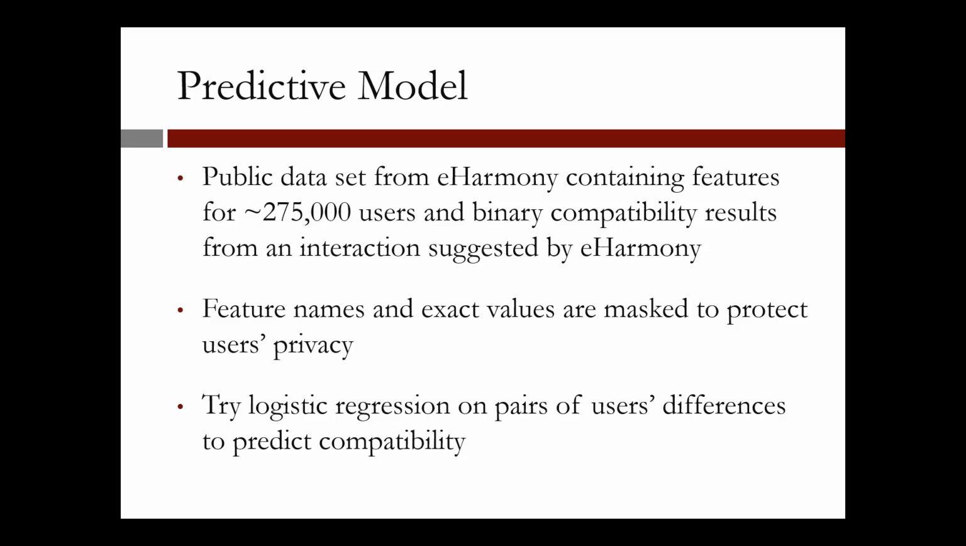We utilized public data from eHarmony containing features for 275,000 users and binary compatibility. Feature names and exact values are masked to protect users' privacy. Correspondingly, we won't be able to directly interpret which features are important as we do not know the identity of these features. We use logistic regression on pairs of users' differences to predict compatibility.